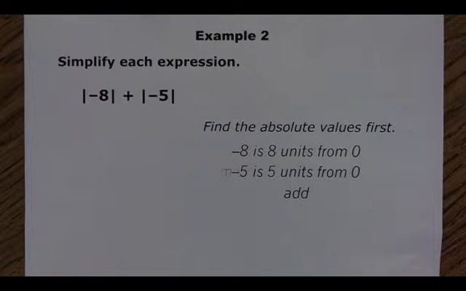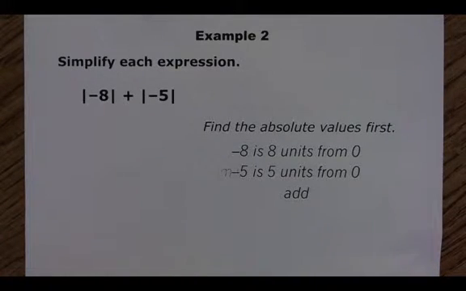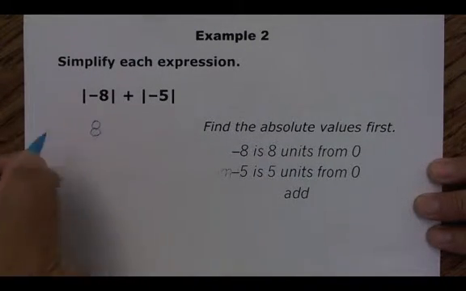Example 2 for absolute value. We're going to simplify the absolute value of negative 8 plus the absolute value of negative 5. So the first step we have to do is find the absolute value of negative 8. And negative 8 is 8 units from 0. So the absolute value of negative 8 is 8.